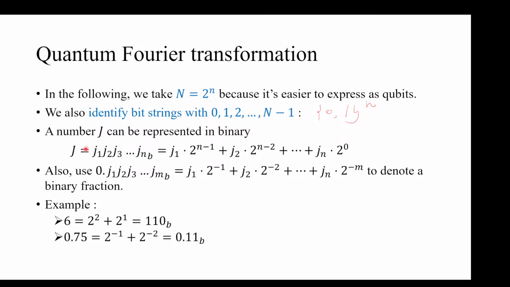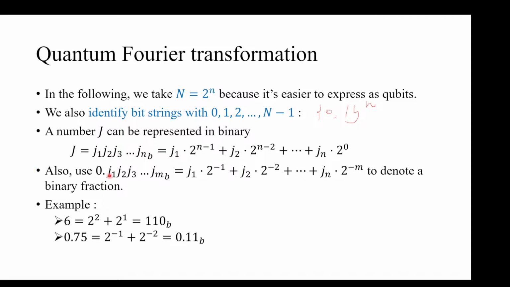So if we have some j1 to jn binary string, then it corresponds to j1 times 2 to the n-1 plus j2 times 2 to the n-2, all the way to plus jn times 2 to the 0. So for example, if you have the binary 1, 1, 0, then it equals 1 times 2 squared plus 1 times 2 to the 1, so in decimal it is 6. Okay, so this is basic binary notation.